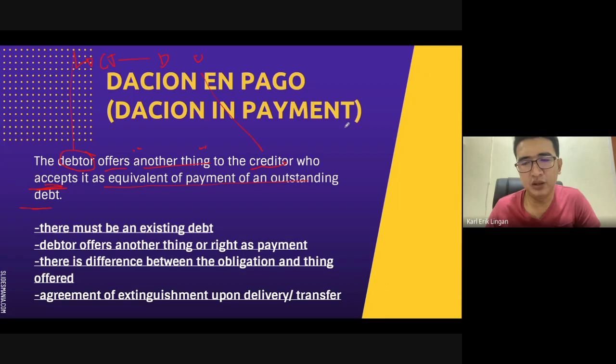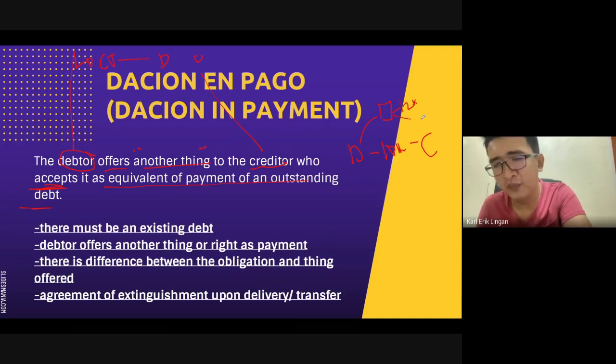So in a problem, let's say for example, debtor has an outstanding debt of 10,000 to C, creditor. Now, the debtor can no longer pay. He has no cash. He tells the creditor, creditor, I'll just offer this cellphone of mine, which is more or less 12,000, as payment for my debt to you.